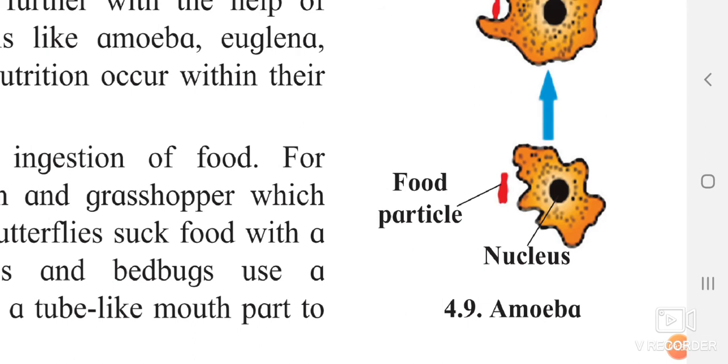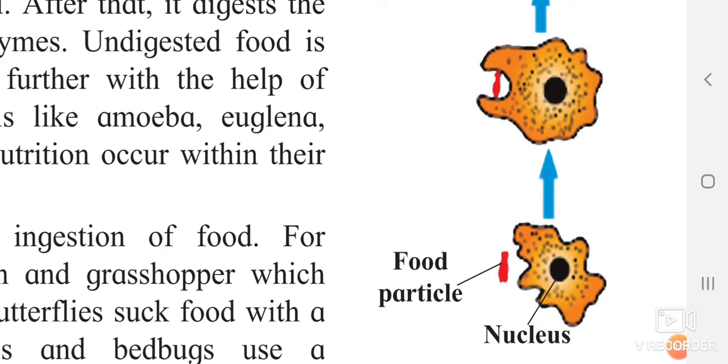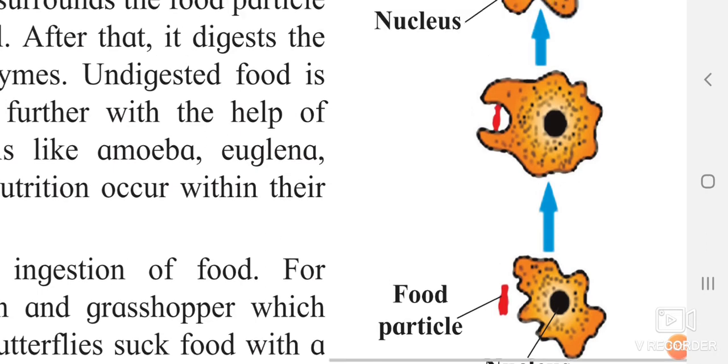It is spread out, and that is a food particle. The red colored one is a food particle. Slowly, if you see, the amoeba is spreading from both sides of that particle, and it is trying to catch the particle between it.